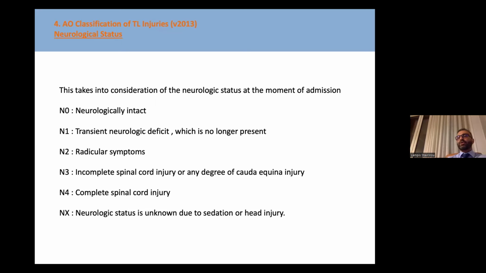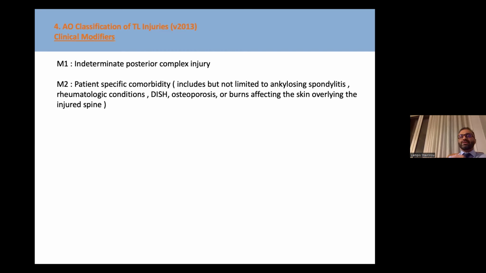And then it also adds two patient-specific clinical modifiers, the M1, which is the indeterminate posterior column injury, which means basically, all right, we don't have an MRI or we cannot evaluate the posterior complex so well. So we don't know what is happening with that stability factor. And the M2 is the patient-specific comorbidities, which includes but is not limited to ankylosing spondylitis, rheumatologic conditions, burns affecting the skin, and so on and so forth.